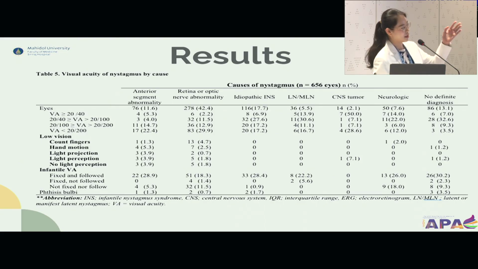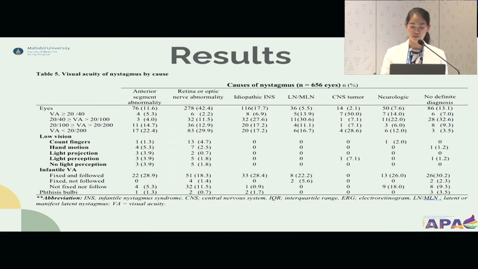This is the table about the VA and the characteristics of each cause of nystagmus. The nystagmus associated with CNS tumor exhibited the best VA. About half of all patients diagnosed with CNS tumor had an optimal visual acuity, defined as better than 20/40. The majority of the low vision, defined as VA lower than 20/200, were nystagmus associated with anterior segment abnormality and retinal or optic nerve abnormality.